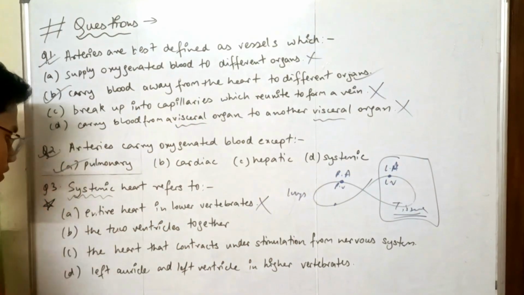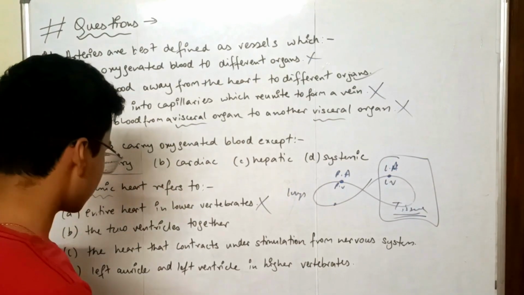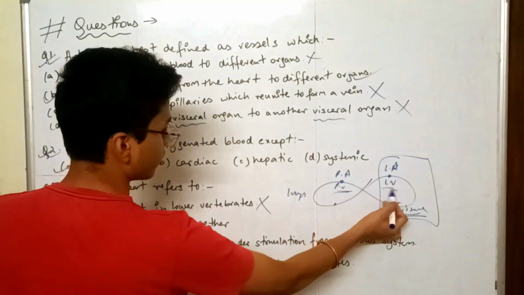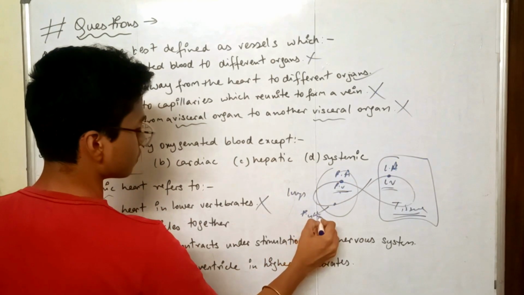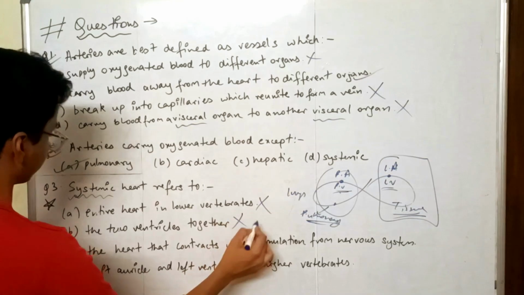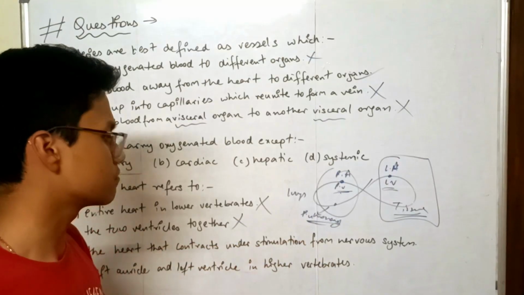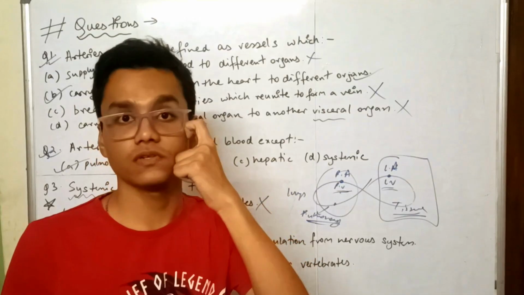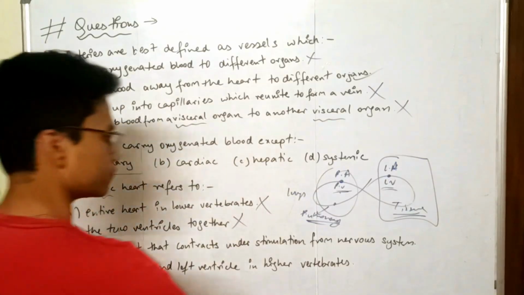The two ventricles together. The two ventricles means right ventricle and left ventricle included. But no, the right ventricle is participating in pulmonary circulation. So we cannot take the two ventricles together, and we can rule out this one as well. The third option, the heart that contracts under stimulation from the nervous system. Come on, that is referring to the entire circulation, the systolic and diastolic conditions of the chambers of the heart. But that is not referring to systemic circulation. We cannot find this link. So we can rule out this one.